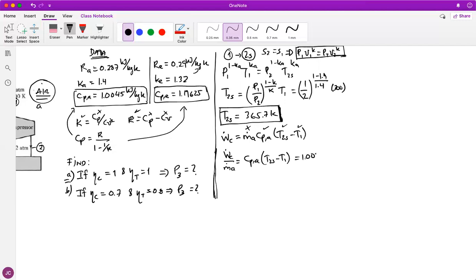This guy is 0.0045 times 365.7, which is minus 300. So overall, I have this. Maybe for the next one, I won't put all this expression. I would just skip to the value. But so far, let me just put it. It's approximately 66 kilojoules per kilogram, okay?